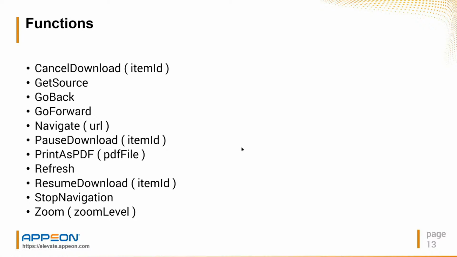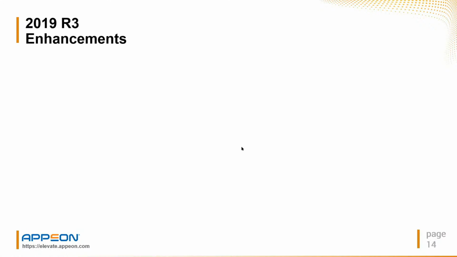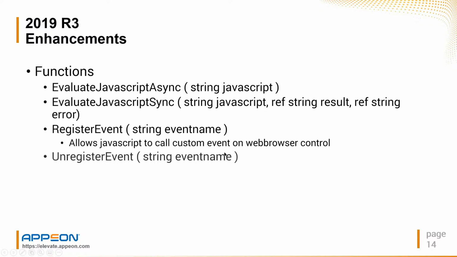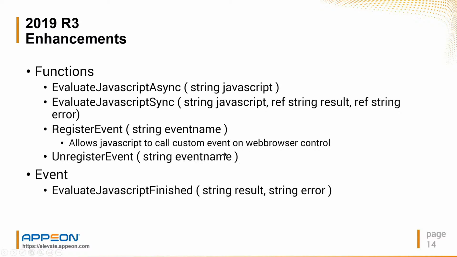That's everything that came in 2019 R2, and now we go over some of the enhancements in 2019 R3, mainly having to do with JavaScript. The issue with the initial version of the control is that it would render pages, but you couldn't really interact with it too much. This gives you the ability to interact with the pages now. So we have the ability to evaluate JavaScript. We can do it asynchronously or synchronously.